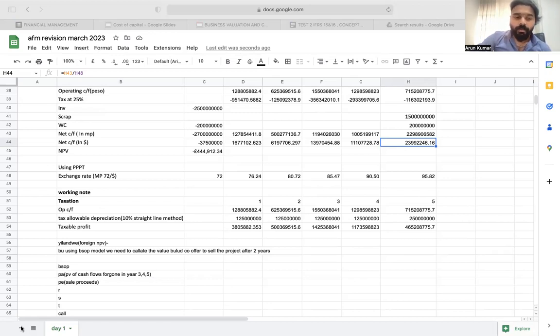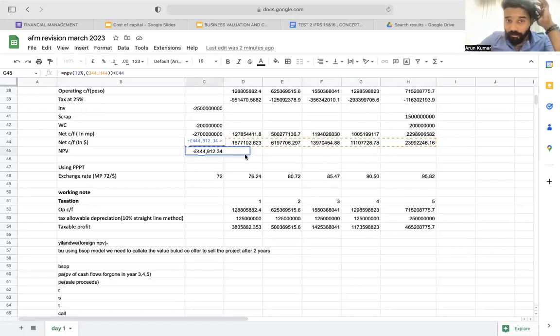Can you calculate it, guys? So we need the present value of these three cash flows: year 3, year 4 and year 5. So will you calculate it? We need the discounting factor. I think our discounting rate was 12%. Okay, so how will you calculate it?